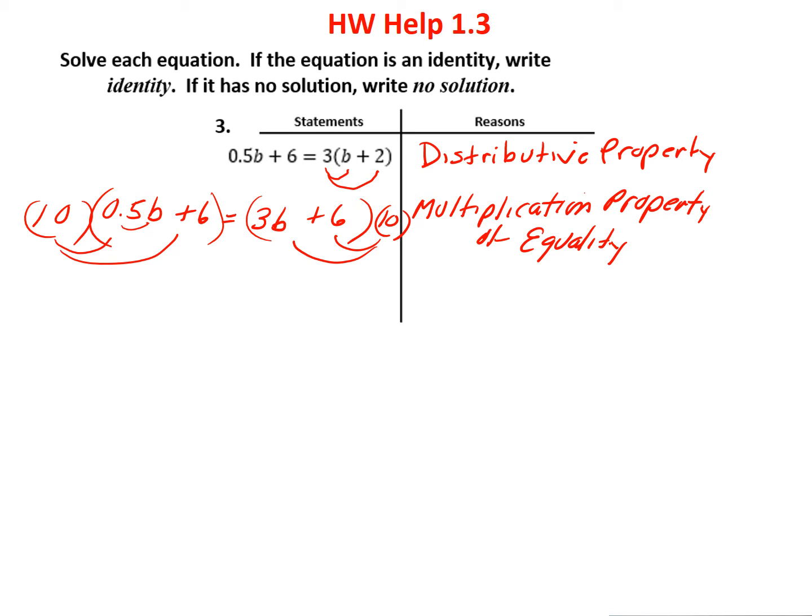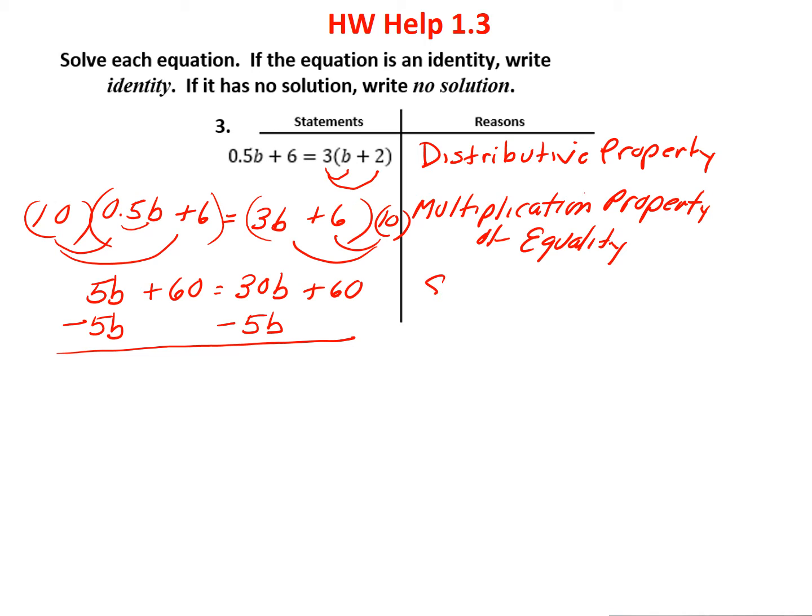So 10 times 0.5b is going to be 5b. 10 times 6 is 60. And then 10 times 3b is 30b. And 10 times 6 is 60. So usually what we do is gather all the variables on one side or the other. I usually pick the smallest coefficient of b to subtract. So 5 is less than 30, and so we'll get rid of the 5b on the left side. So subtract 5b here, but to keep things in balance, I have to subtract 5b from the other side.